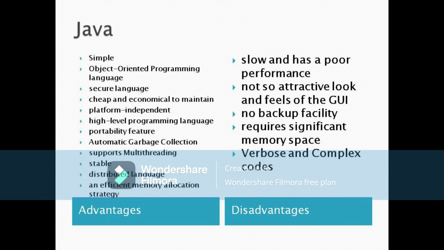You can also say that the slow performance is due to the extra level of compilation and the abstraction by the JVM, right? The JVM saves time as well, but it can make the system slow as well.